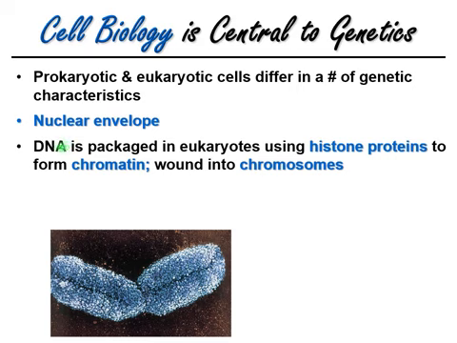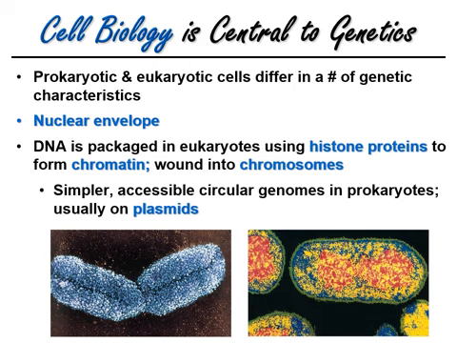So the naked DNA is packaged in eukaryotes using histone proteins. And what happens is that the DNA wraps around these histone proteins a few times. And so then you have DNA plus histone proteins. That's what makes up the raw material of chromosomes called chromatin. And so chromatin is the material, and then it is wound up into somes. So there's a word root for bodies of chromatin. So that's why they're called chromosomes. They are bodies of chromatin.